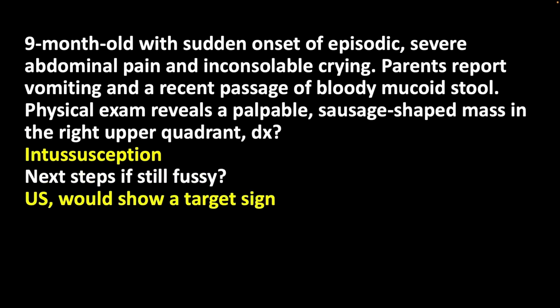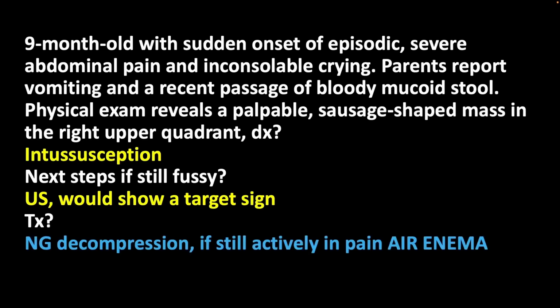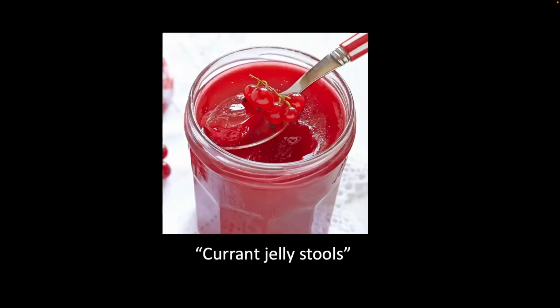And what are the next steps if the patient is still fussy? You're going to want to get an ultrasound, and that would show target sign. And how do you treat this? If there still is an intussusception, you're going to want to do NG decompression and an air enema. And here's those currant jelly stools, or that bloody mucoid stool, and this is what it looks like.